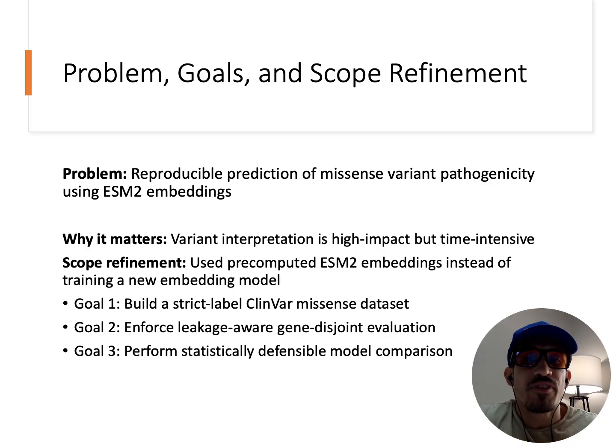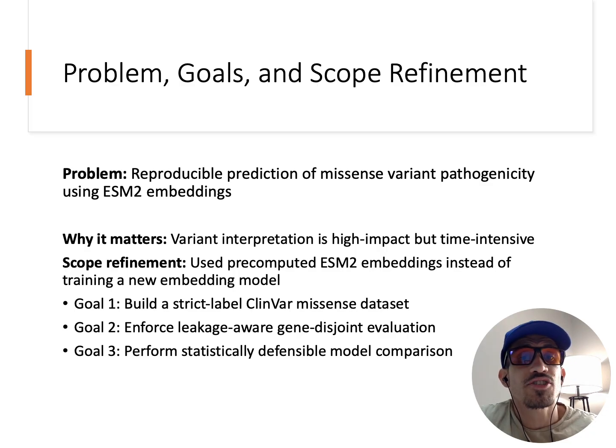The final scope was refined. Instead of training a new embedding model, I used precomputed ESM2 embeddings provided by Dr. Fan's lab and concentrated on methodological rigor. My three final goals were: first, build a clean, strict label ClinVar missense dataset; second, design leakage-aware splits that generalize to unseen genes; and third, benchmark models with statistical testing rather than raw metric-only claims.